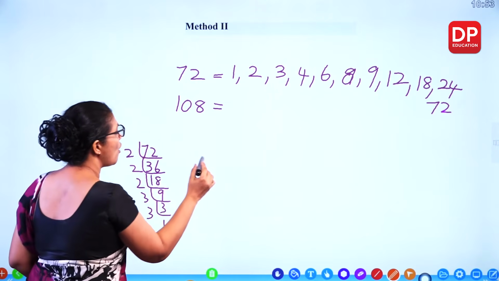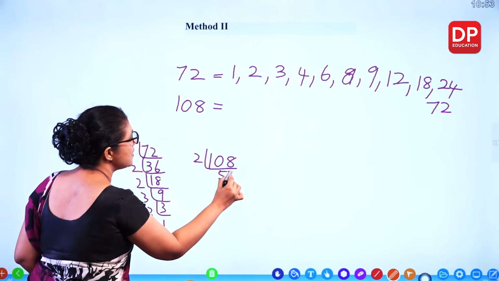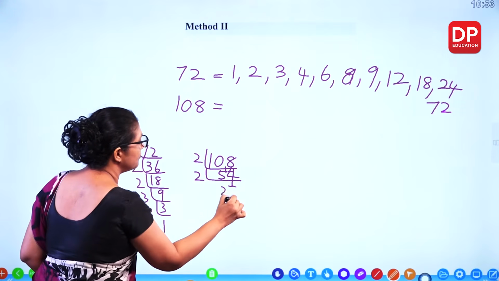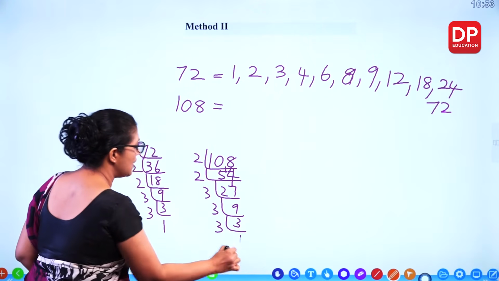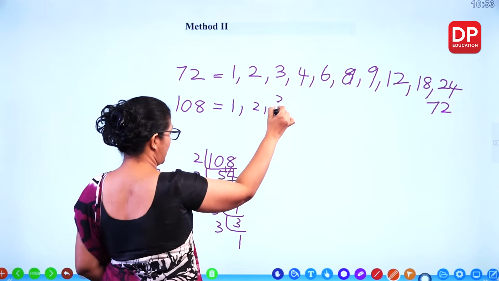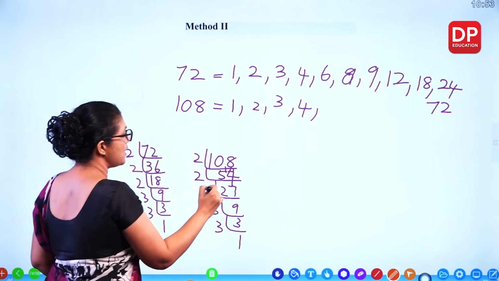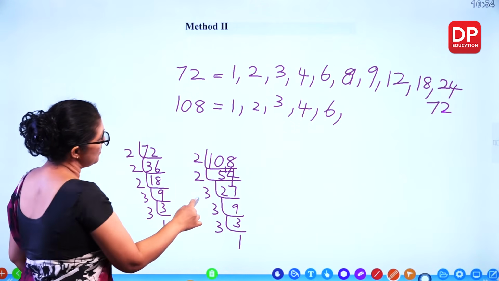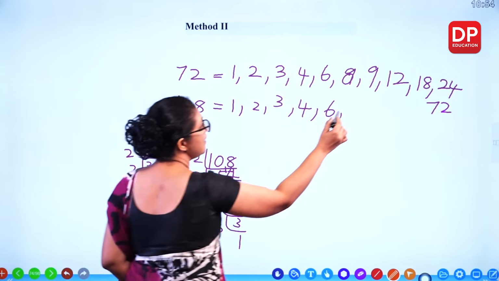Now we'll try to write down all the factors of 108. First we'll divide and see. So what are the factors? 1, 2, 3. Then 2 times 2, 4. Then 2 times 3, 6. Then 3 times 3, 9.